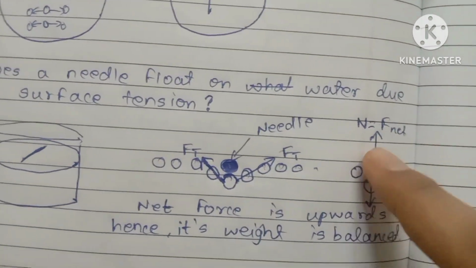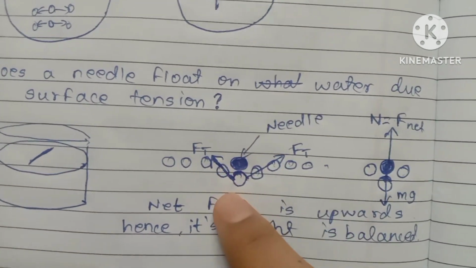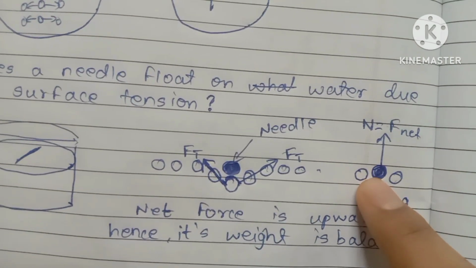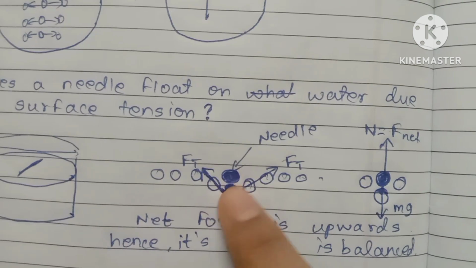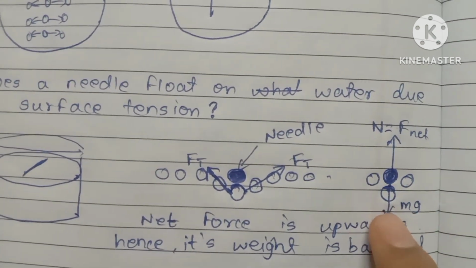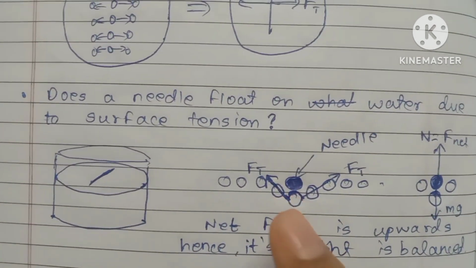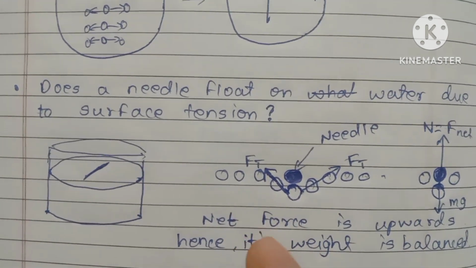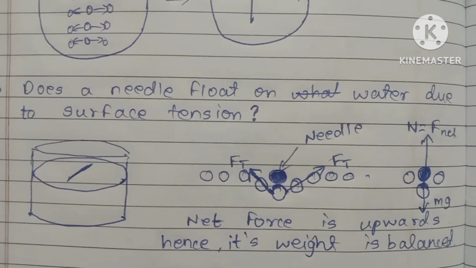You can see here the net force will be upwards, and due to normal reaction present in these molecules and the needle, the needle will experience a normal reaction that is equal to the net force of surface tension, and it will balance the weight of that needle. Hence, the needle will float on water. So, this is why a needle kept on the surface of a liquid or a surface of water floats on it rather than sinking.